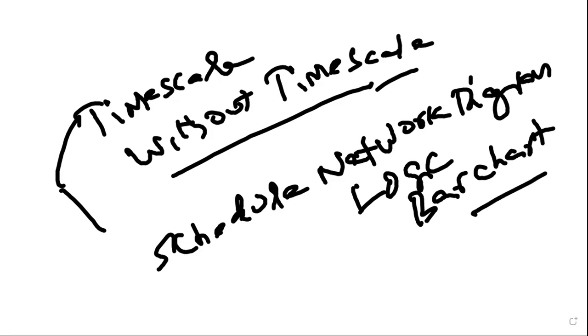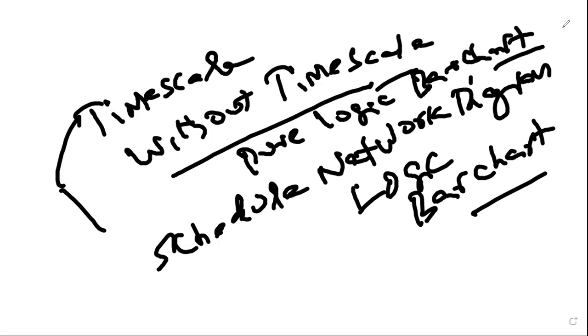What are you going to call the activity logic of the network diagram with the time scale? Each and every task will have its own duration to start and complete. So if you give the time scale for each and every task connected to the network, we can call this a schedule network diagram, or we can call this a logic bar chart. Don't forget this name. Without the time scale, what do you call it? Please note this is called a pure logic bar chart.